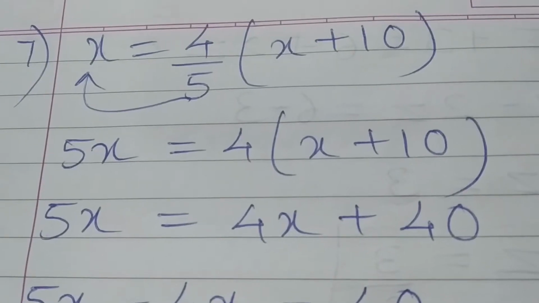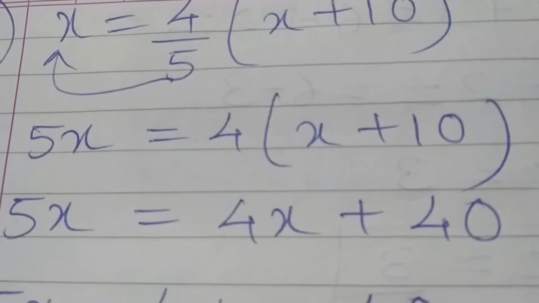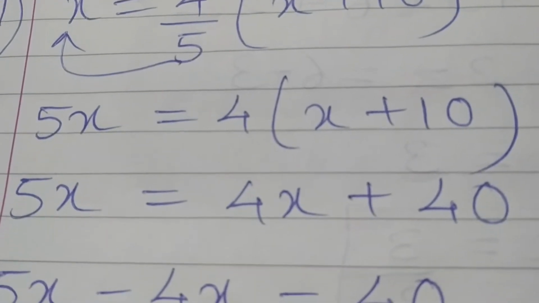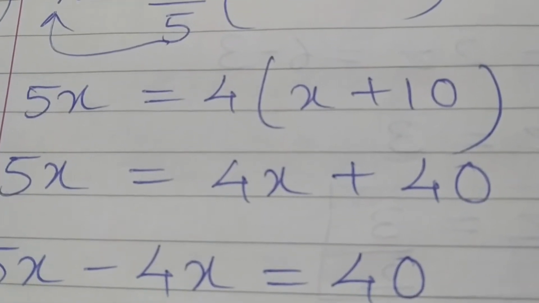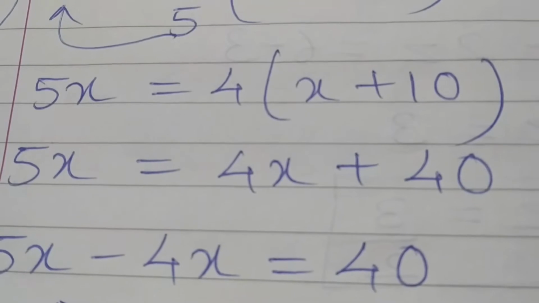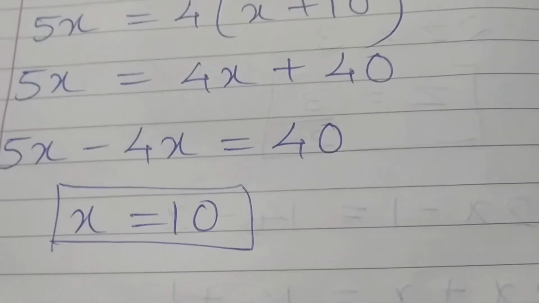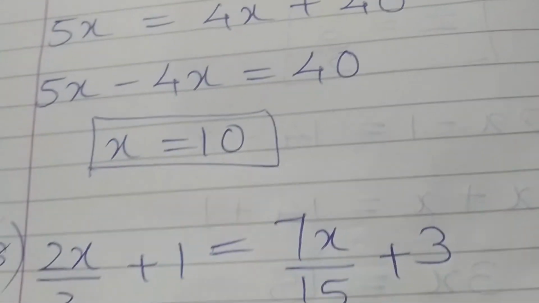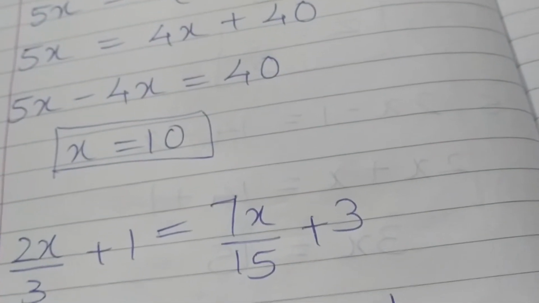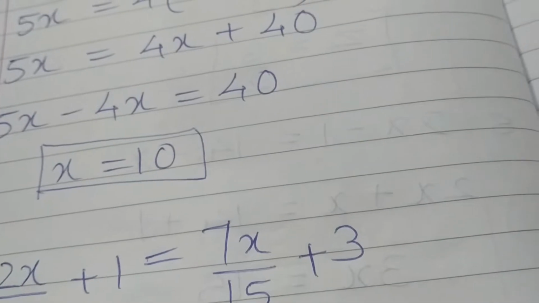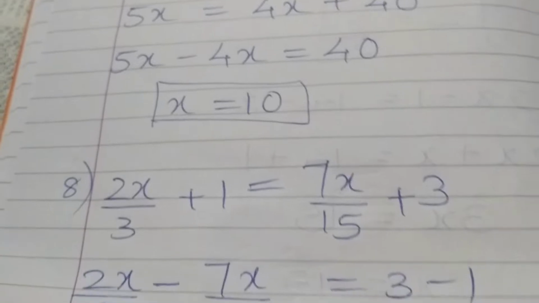Seventh one. x equal to 4 upon 5 bracket x plus 10. Multiply 5 with x on the left hand side. 5x equal to 4 bracket x plus 10. 5x equal to, now open the brackets, 4 into x is 4x, 4 tens are 40. Now 5x minus 4x equal to 40, so x is 40.